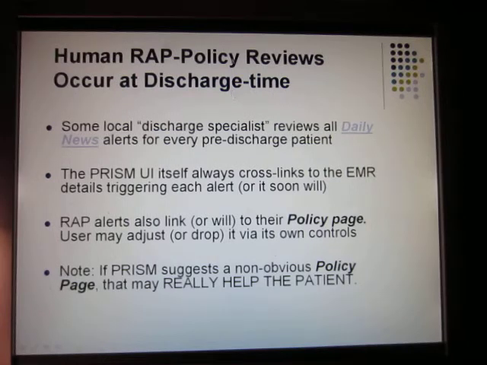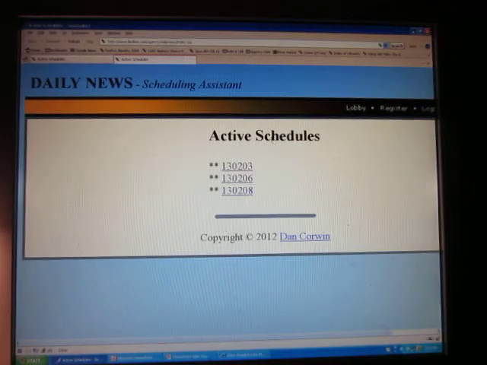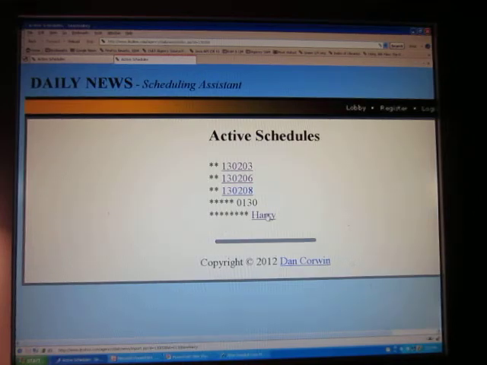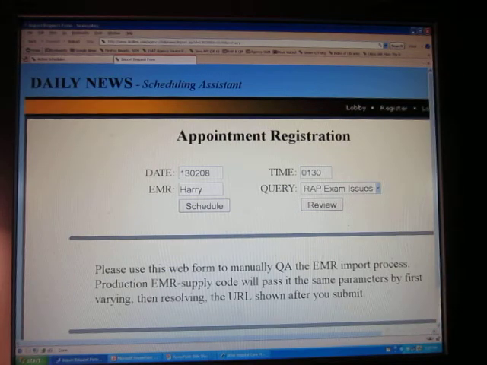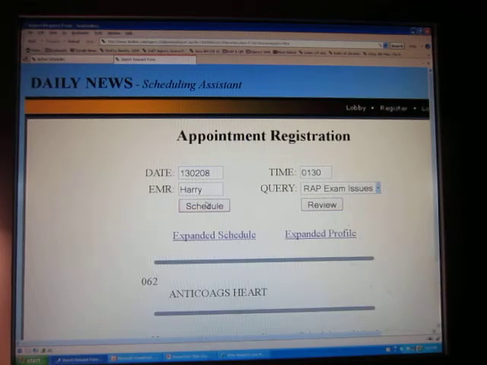The search agent runs all the time, but the human review of the policy happens at discharge time. And recent talk has suggested that the discharge specialist be involved. They would review all of the alerts that have been generated by the system, by the search agent as it works. A schedule for this person might be they have to meet with somebody named Harry at 1:30. So they're going to go off to Harry and see what kind of problems he has. This can be done by just a review at this point.